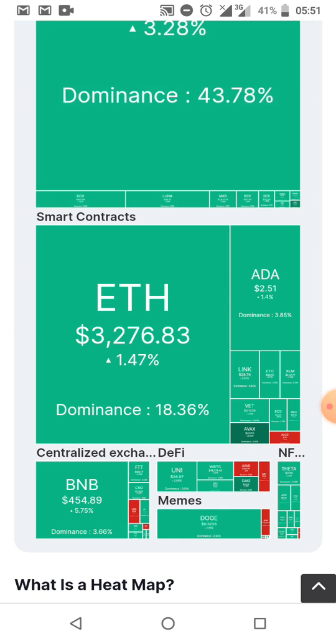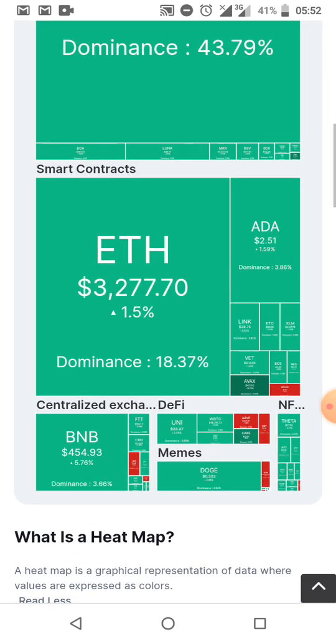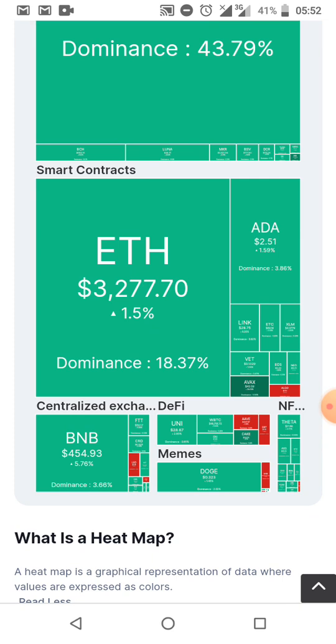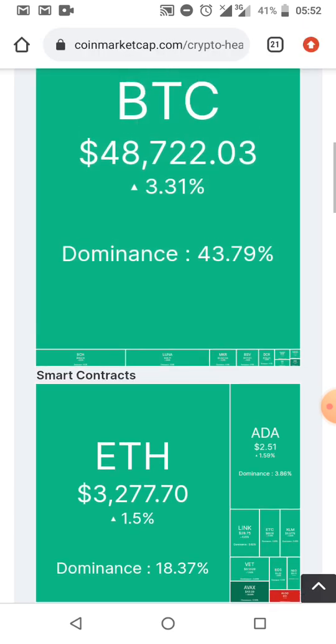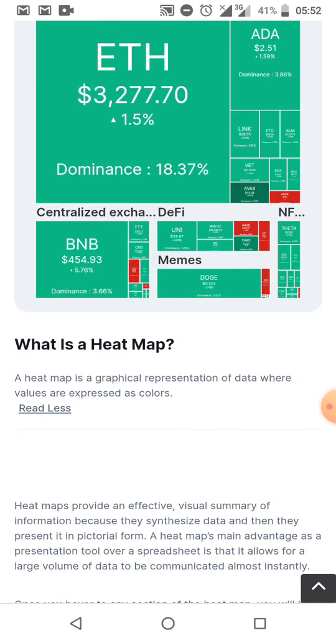On this heat map, you can see that there are various coins and tokens being represented. That's one of the advantages it has. You can see the prices of Ethereum moving, the price of Ada Cardano, prices for BNB, and prices for memes, NFTs, decentralized finance tokens, and smart contracts. We're going to read out some key notes here.